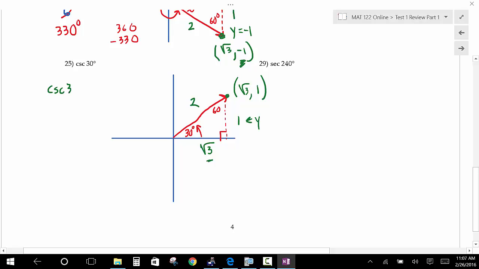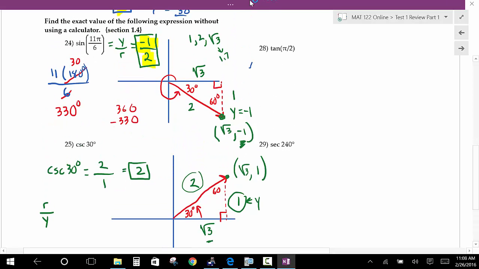So the cosecant of 30, by definition, the cosecant's r over y. So r is going to be 2. Y is going to be 1. So that's 2 over 1. So that means the answer to that problem is 2, like that.